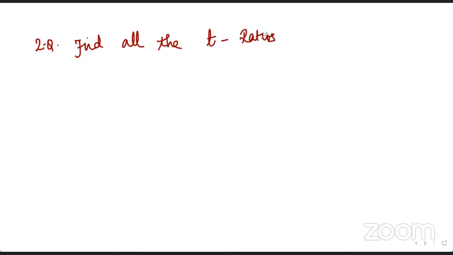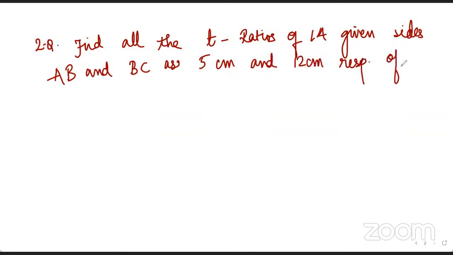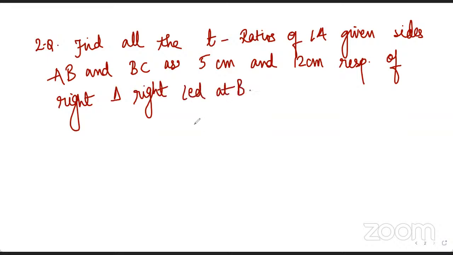Find all the T ratios of angle A given sides AB and BC, sorry, AB and BC as 5 centimeter and 12 centimeter respectively of right triangle ABC, right angled at B. So you have to find all the T ratios with respect to angle A, given that the sides AB and BC are 5 centimeter and 12 centimeter respectively, right angled at B.